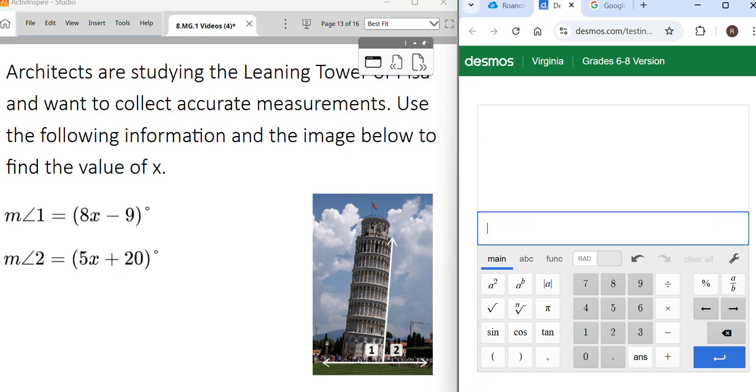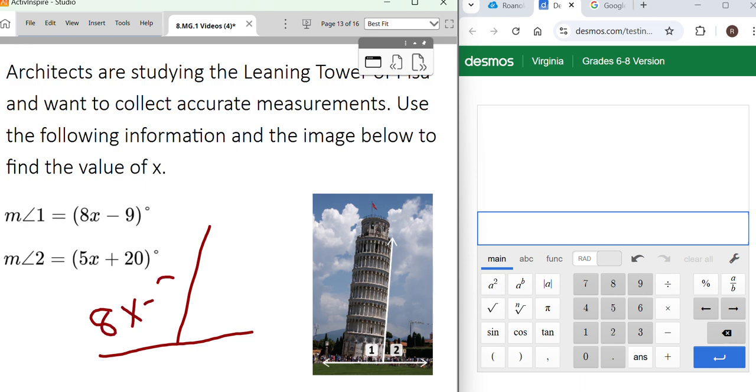Okay, the next one we're looking at is architects are studying the Leaning Tower of Pisa and want to collect accurate measurements. Use the following information and the image below to find the value of x. Well, we always tell you, you have to kind of move the angle out and ignore the picture. So that's what I'm going to do. So I'm going to say the measure of angle 1 is 8x minus 9. And the measure of angle 2 is 5x plus 20.